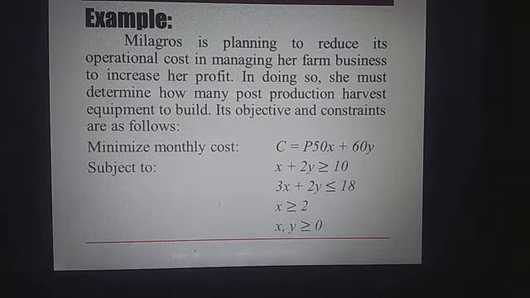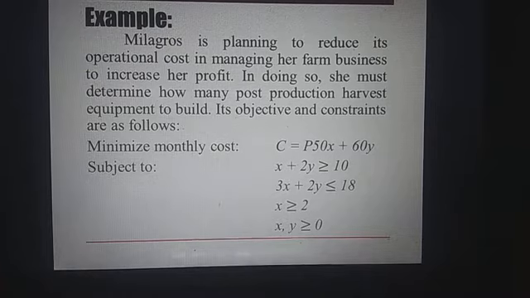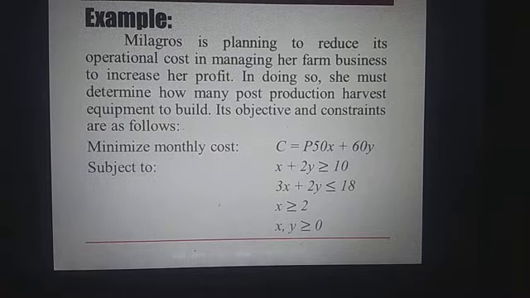Then subject to, so ang constraints natin ay x plus 2y is greater than or equal to 10 and 3x plus 2y is less than or equal to 18 and x is greater than or equal to 2. So, ang implicit constraints natin ay x and y is greater than or equal to 0. Dito sa minimization, ang hinahanap na natin dito ay cost.